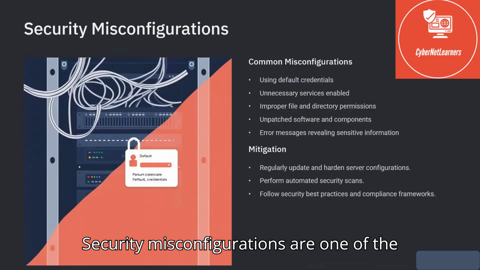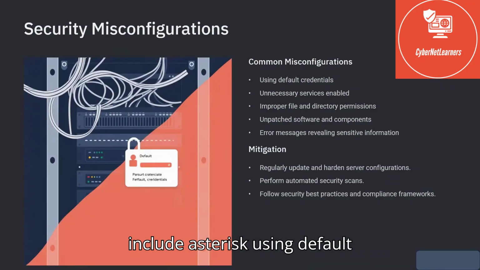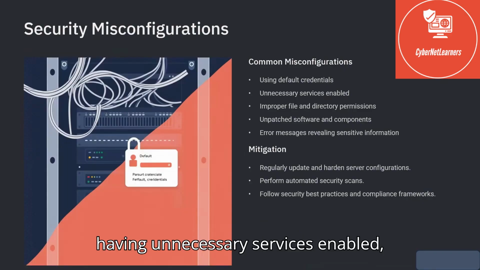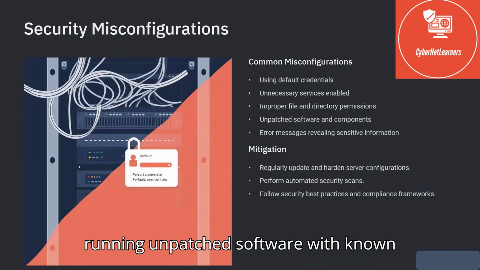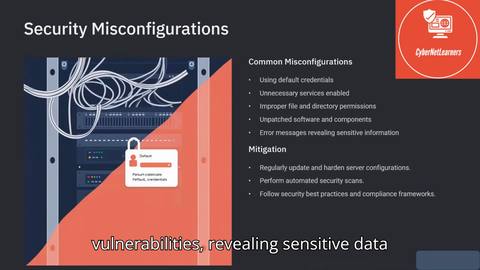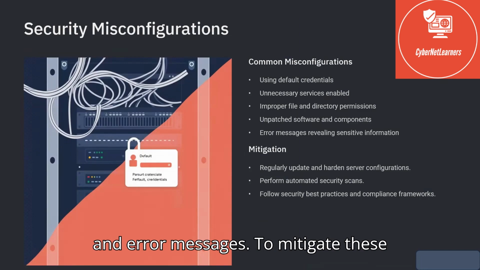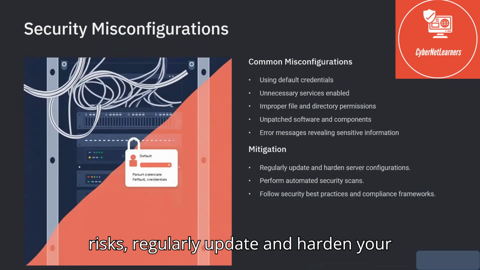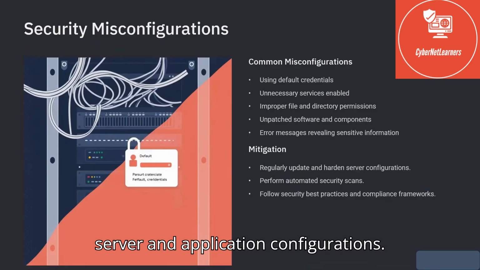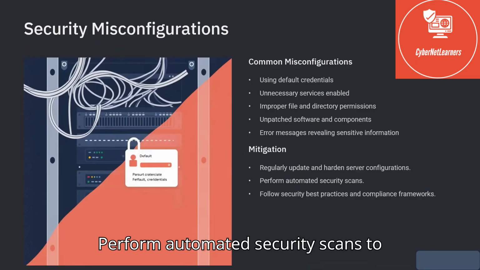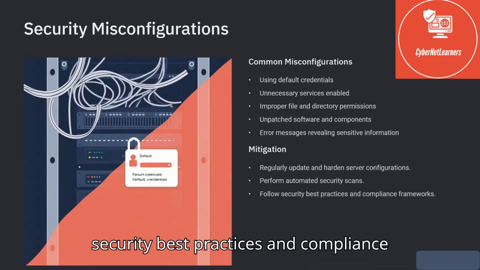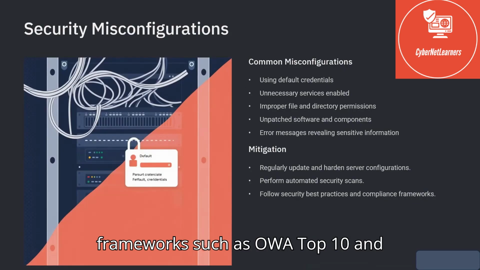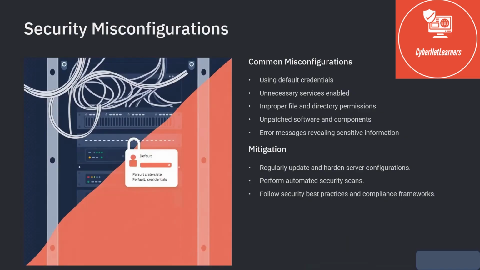Security misconfigurations are one of the most common vulnerabilities and can include using default credentials like admin/admin, having unnecessary services enabled, improper file and directory permissions, running unpatched software with known vulnerabilities, revealing sensitive data in error messages. To mitigate these risks, regularly update and harden your server and application configurations. Perform automated security scans to identify misconfigurations. Follow security best practices and compliance frameworks such as OWASP Top 10 and CIS benchmarks.